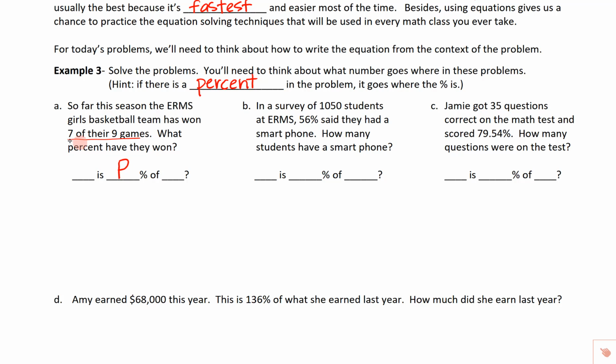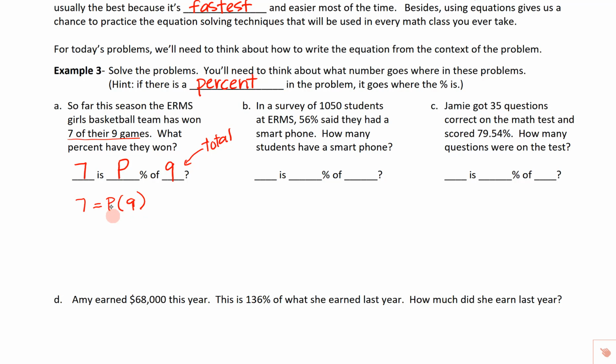Now we need to figure out where to put the 7 and where to put the 9. We know 7 of their 9 games. What percent have they won? So we're trying to find the percent of the total. So usually, most of the time, the total goes here. So they played 9 total games, and 7 they won. So 7 is what percent of 9? So now let's make an equation out of that. 7 equals percent times 9.